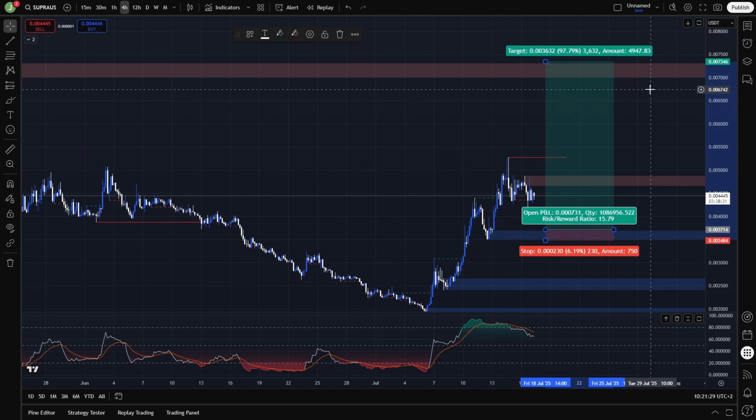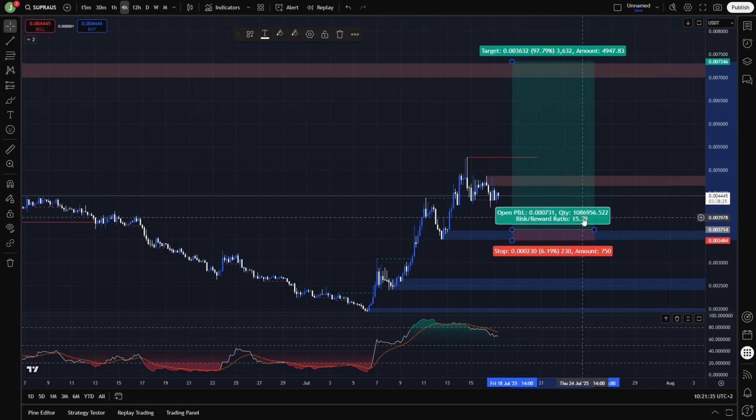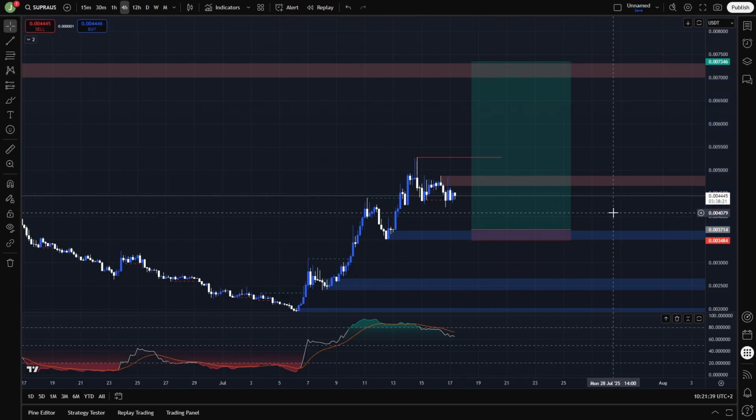The big advantage of this is that you don't need to watch the chart, you just set a limit order, and if your entry is hit, then you have your trade with a really great risk reward ratio.